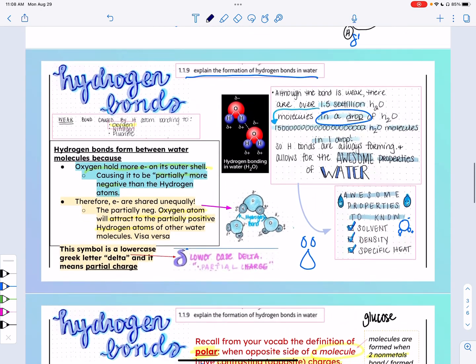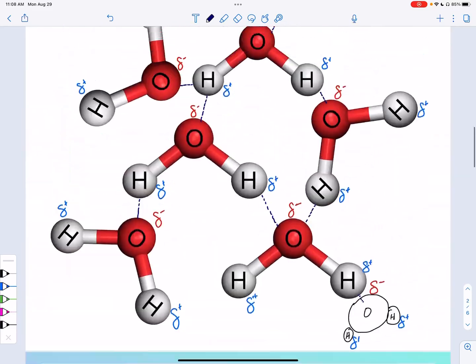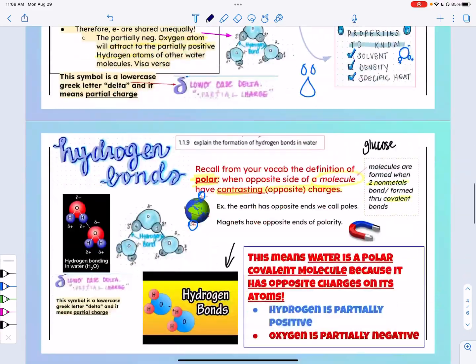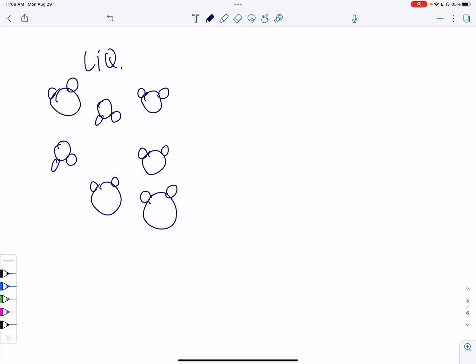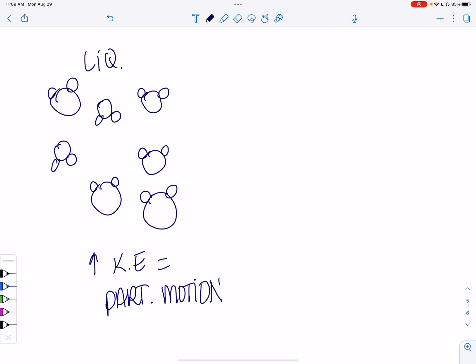In a liquid. Okay. Well, if I remove heat, this will have high kinetic energy, which equals particle motion. And they're moving so much, they're able to defy these bonds that are trying to hold them in place. And they can't, but they're easily going to reform.